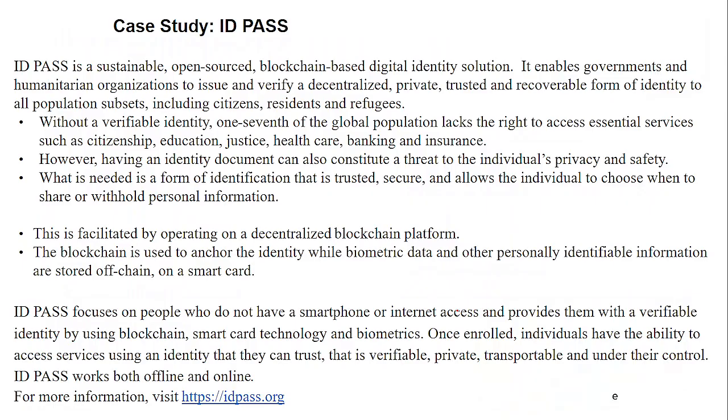So maybe to go to the specifics, there's this case study, ID pass. Maybe someone can read for us the first paragraph, just the introduction part. Any volunteer about the ID pass, where it is used? Any volunteer, kindly?